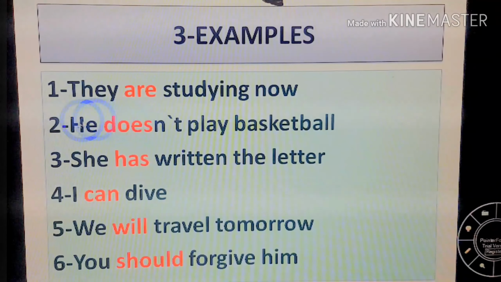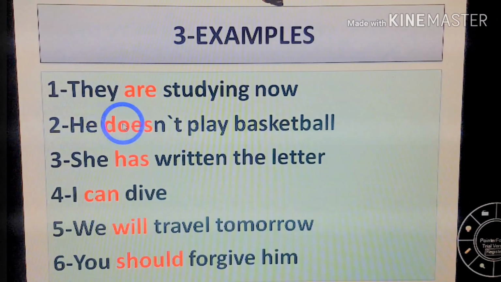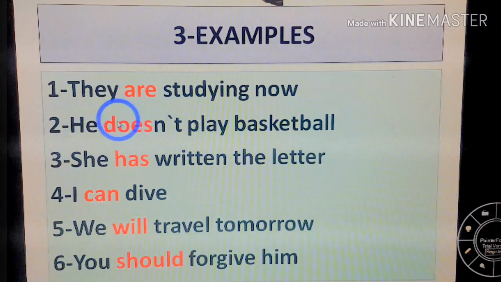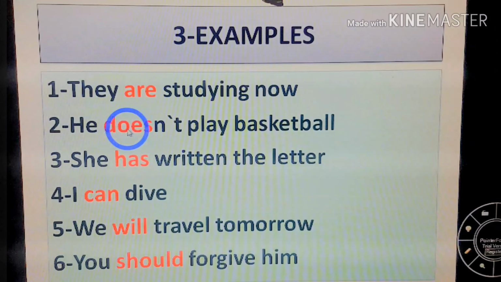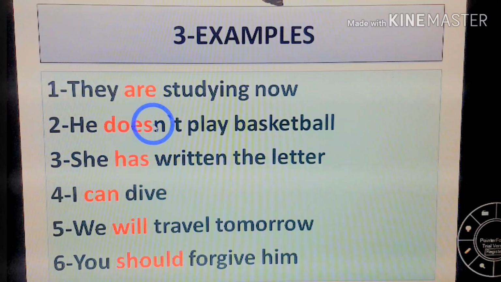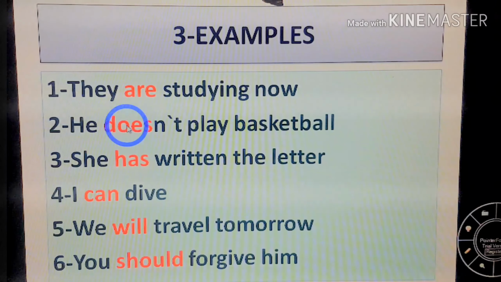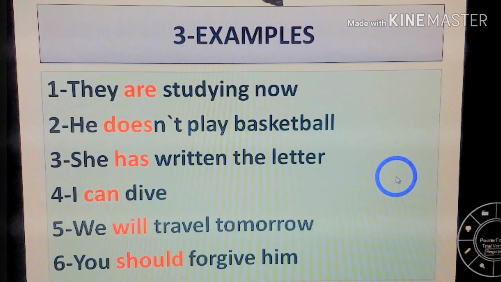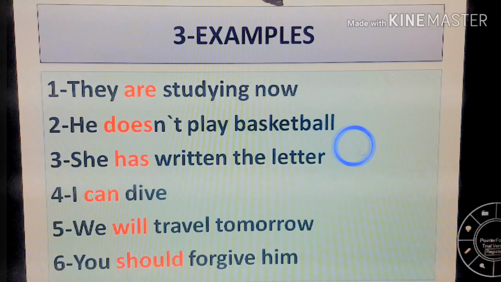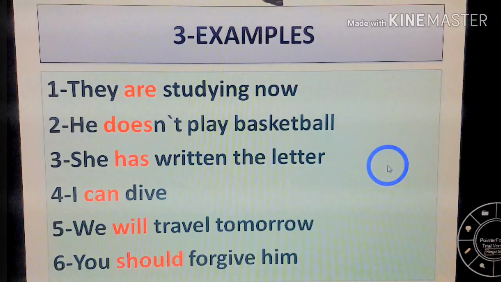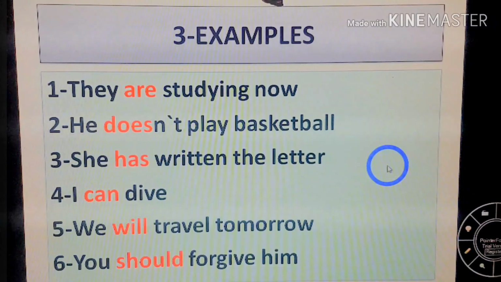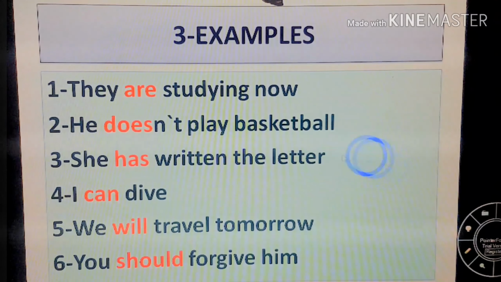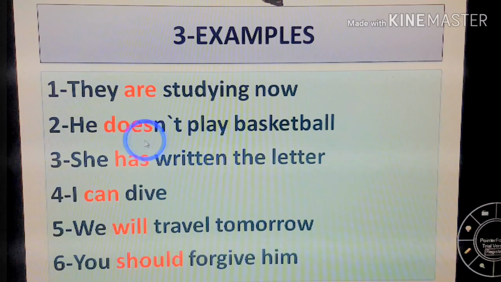Okay, look at number two. He doesn't play basketball. He doesn't play. Here we used does, with the negation. Does here is a helping verb. He doesn't play basketball. It gives me full meaning of the sentence. He doesn't play basketball, he habitually does not play basketball. Now I will know the full meaning about this.